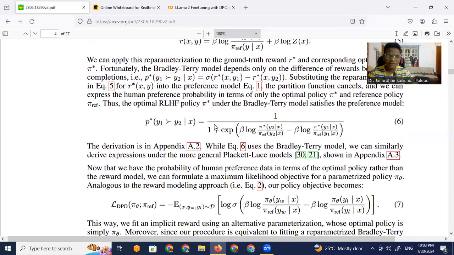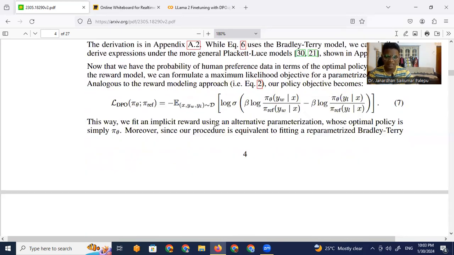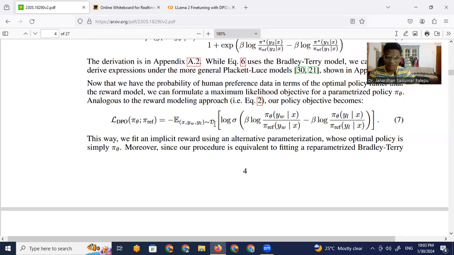But I think the final loss function itself is pretty intuitive. We can really understand it if we think about it. We don't have to do all the algebra. It is quite intuitive, I think.